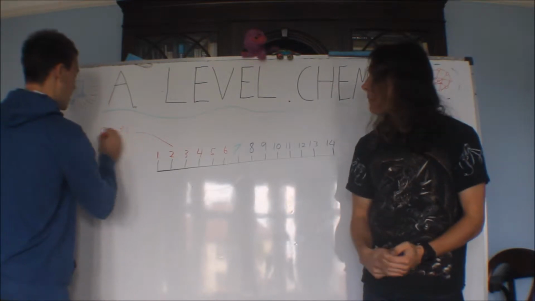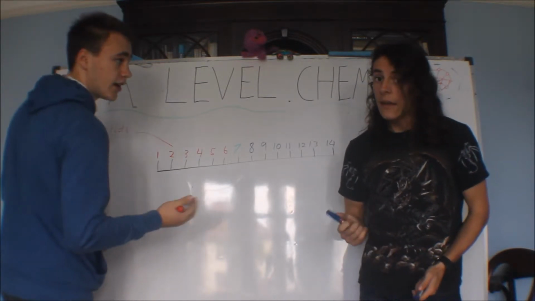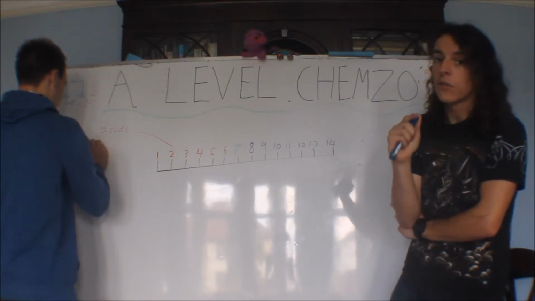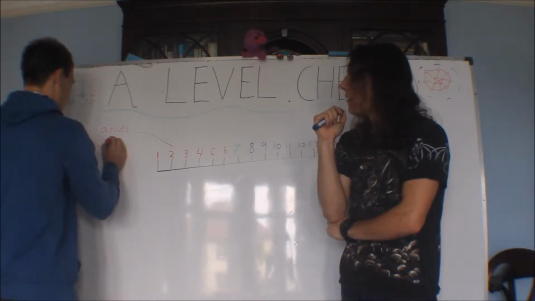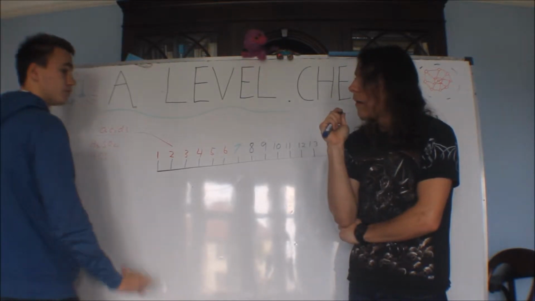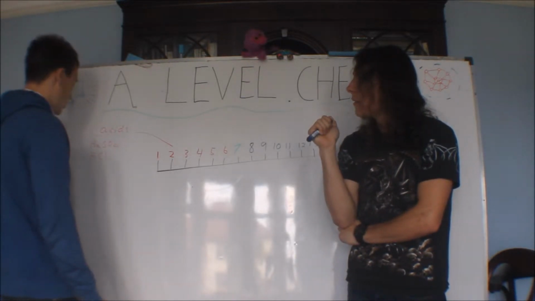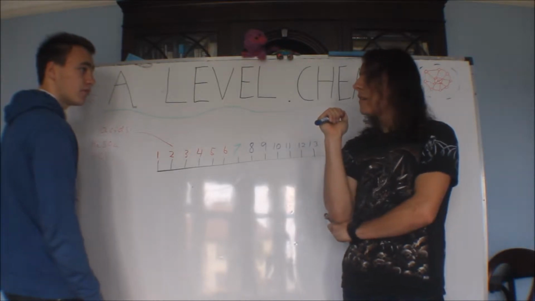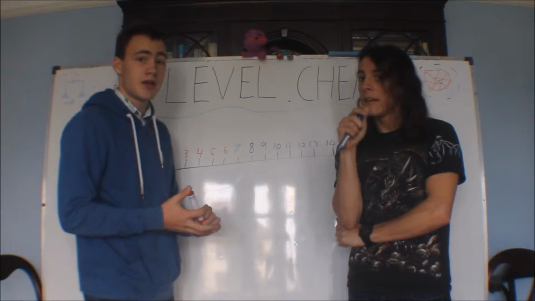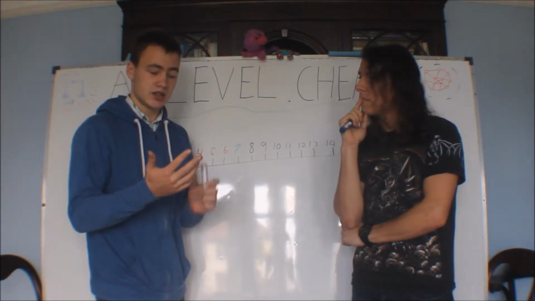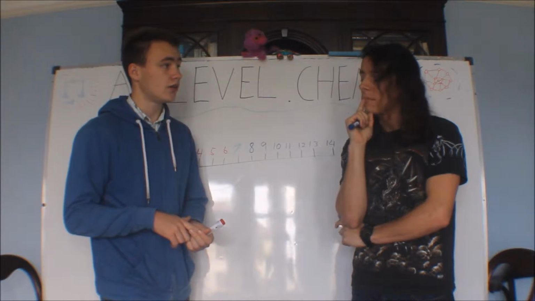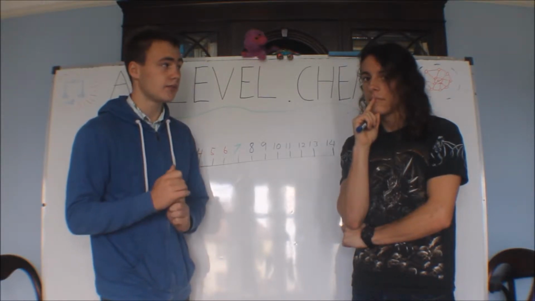You have strong acids and weak acids. Can I have an example of some strong acids? H2SO4, which is sulfuric acid, is a strong acid. Hydrochloric acid, yeah, strong acid as well. Would you like a weak acid? Citric acid would be good. You've got ethanoic acid, methanoic acid, stuff that's in ant bites. HNO3, nitric acid, stuff like that.